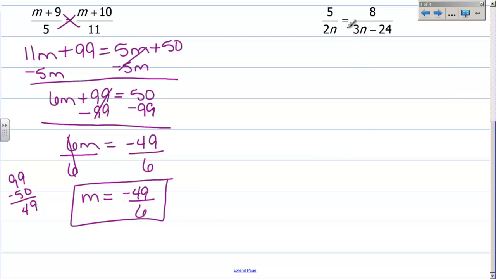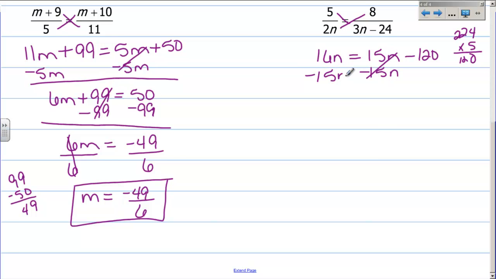Let's do one more, okay? This one, I'm going to cross multiply the other way first. I'm going to do 2n times 8, which is 16n. And then I'm going to cross multiply this way. 5 times 3n is 15n. And 5 times 24 is 120. And so I'm going to solve my equation by subtracting 15n from here and from here. This one works out really nice and easy because 16 minus 15 is 1n, and you don't have to put the 1. You can just put n equals negative 120. And so there is your answer.